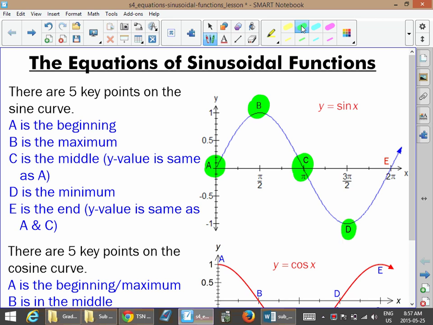At point D, the function comes down and hits the minimum value before returning back at the same y value at point E. So we see that the sine curve goes up, comes down, goes all the way down, and then comes back up. Alright? Those are the 5 key points of the sine curve.